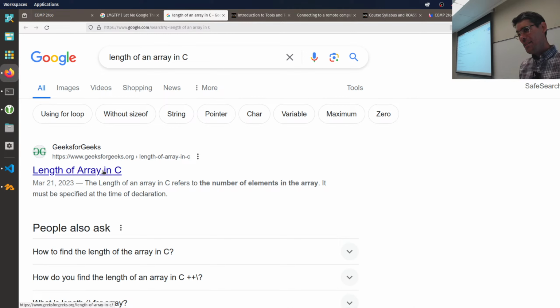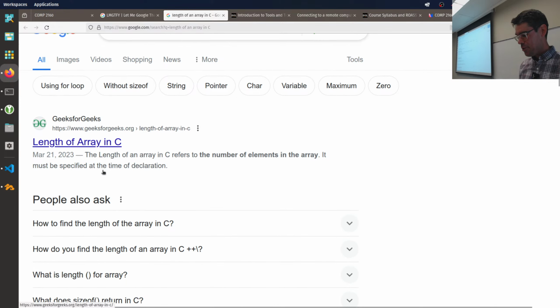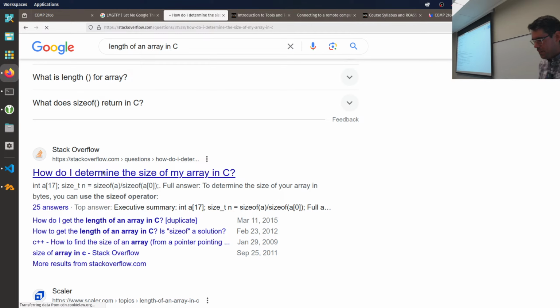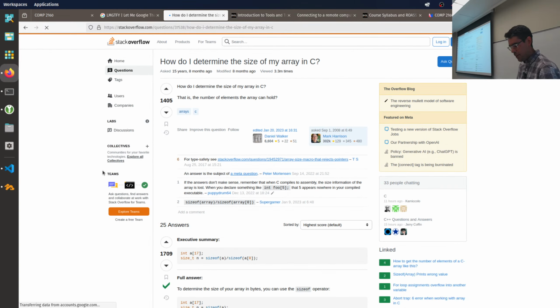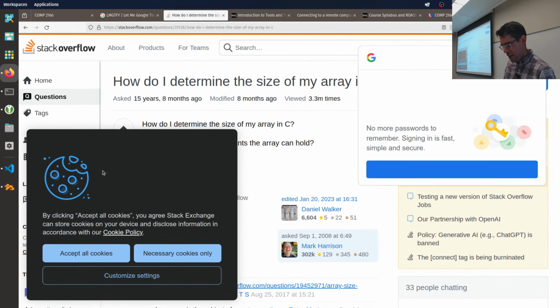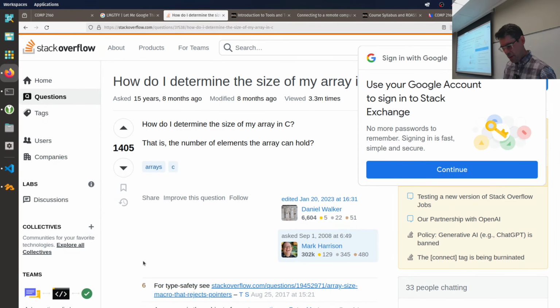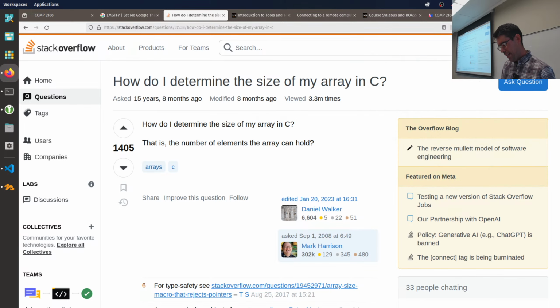The first thing that you find is the site that I'm sure you've all seen before, geeksforgeeks.org. Yes, the very reputable source of information. I'm going to skip past this because it has the same information that I'm going to show you on Stack Overflow. This is the top post on Stack Overflow for how do I determine the number of elements in an array in C. And no, I don't want to sign in for Stack Exchange.